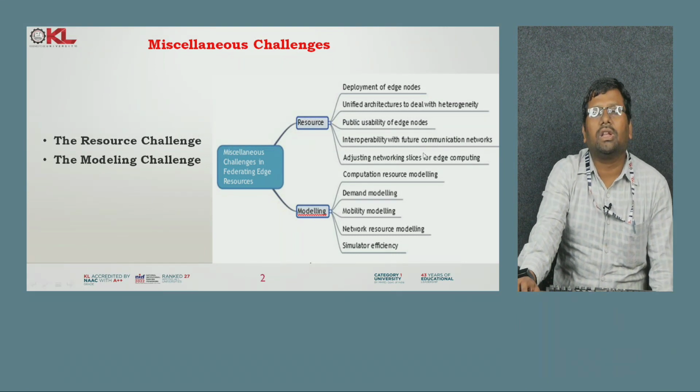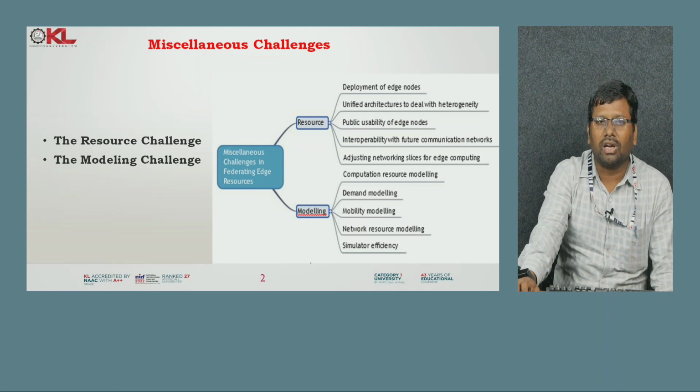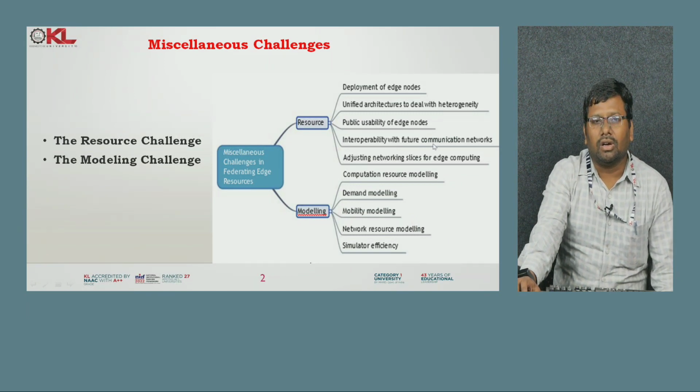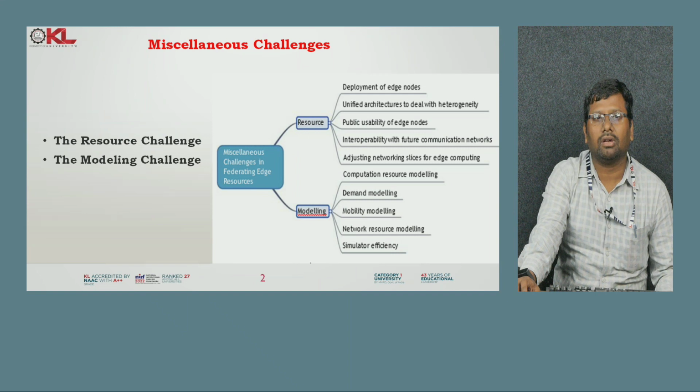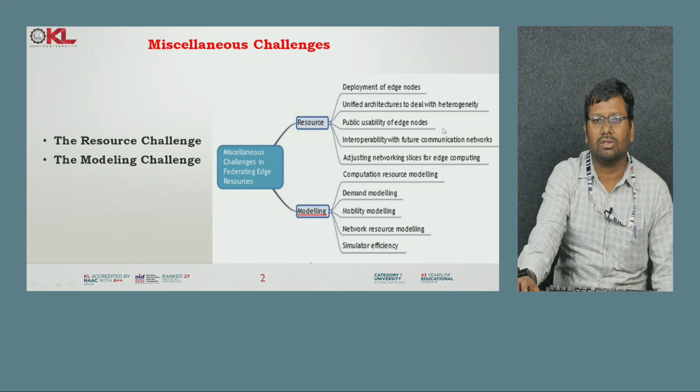So whatever you are developing with respect to the concept of edge computing and architecture should address future communication networks. It is not like you are only finding a solution for the present scenario. The solution that you are finding for a particular scenario should address the coming challenges also. That is nothing but the future communication network.